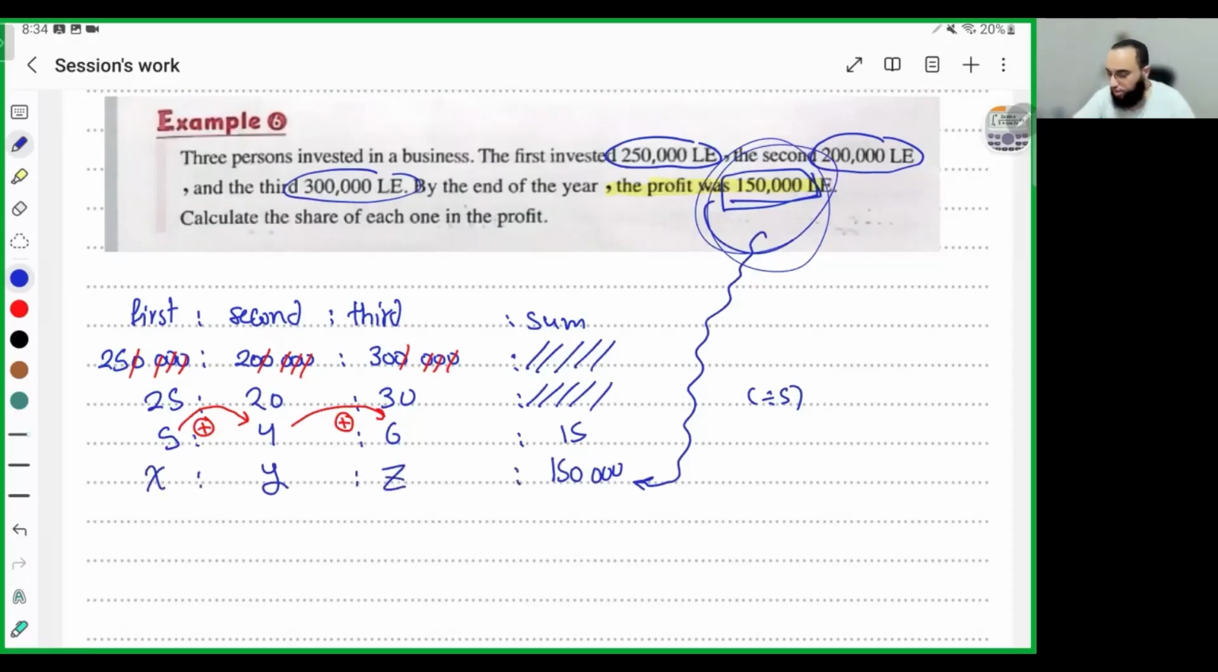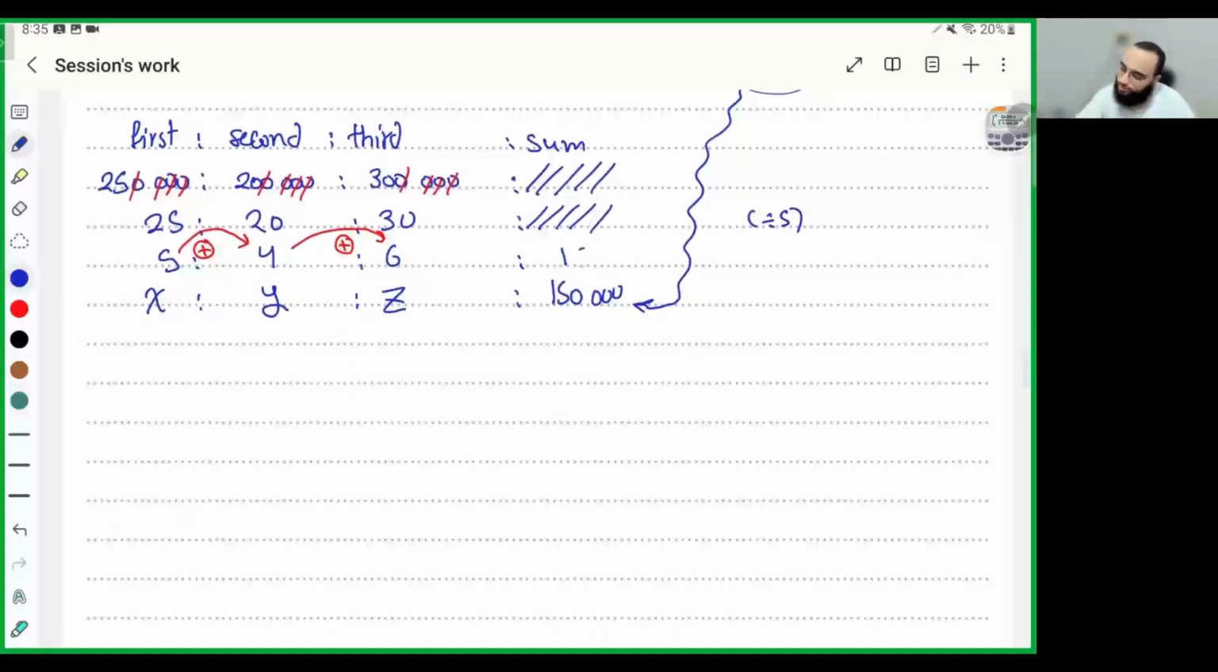Like you are doing, dividing both together. And then the values are multiplying by this 150,000. That's correct, divided by 15. But let us solve it by the first way. Okay, what's the value of x?